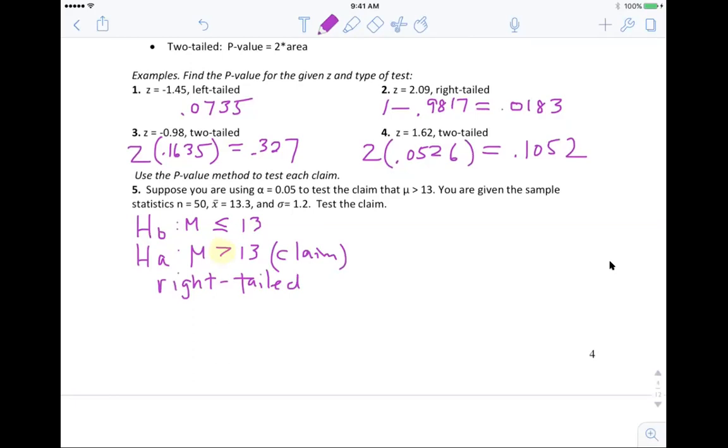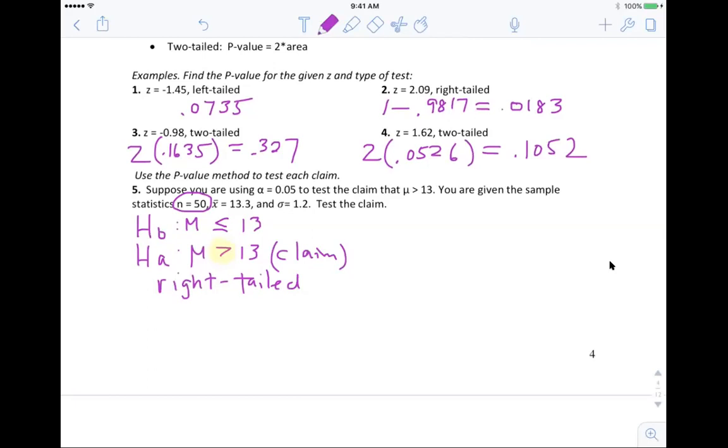Step 2 is really just a verification that allows you to use the test. You just have to verify that n is at least 30, which we do have in this case. N is 50, so we're good there. Or if n is less than 30, somewhere in the wording it has to say that the population is normally distributed. So there's really no work to do with that number 2, it's just verification.